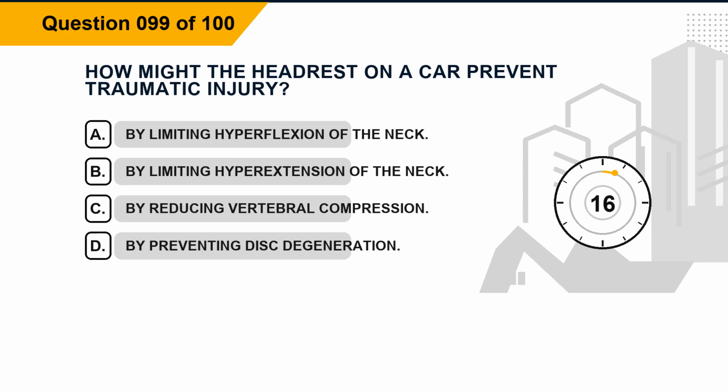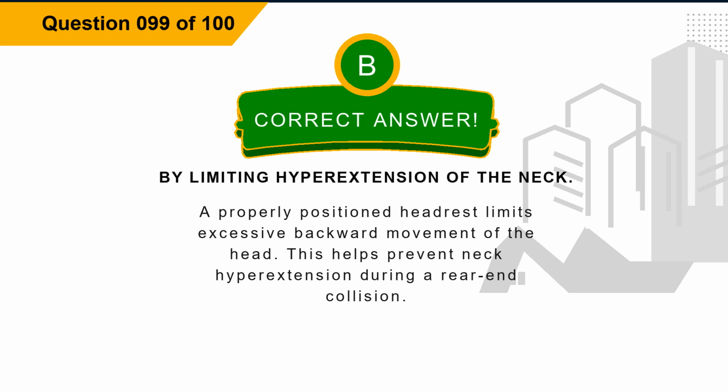Question 99. How might the headrest on a car prevent traumatic injury? Option A. By limiting hyperflexion of the neck. Option B. By limiting hyperextension of the neck. Option C. By reducing vertebral compression. Option D. By preventing disc degeneration. The correct answer is option B. By limiting hyperextension of the neck. Explanation. A properly positioned headrest limits excessive backward movement of the head. This helps prevent neck hyperextension during a rear-end collision.